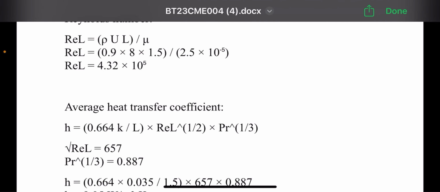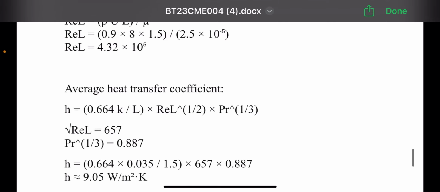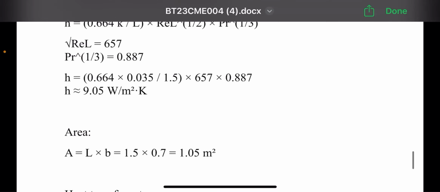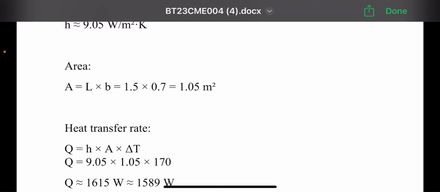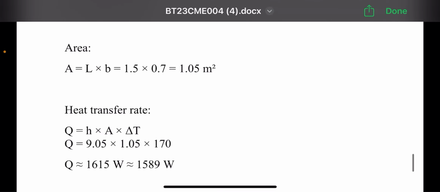Average heat transfer coefficient is calculated: h is equal to 0.664 k/L × Reynolds number to the power 0.5 × Prandtl number to the power 1/3. We will substitute the values and calculate the average heat transfer coefficient. Then we will calculate the area, and after that we will calculate the heat transfer rate. Q is equal to h × A × ΔT. We will calculate the value of Q, which is the rate of cooling, which is 1589 watt.